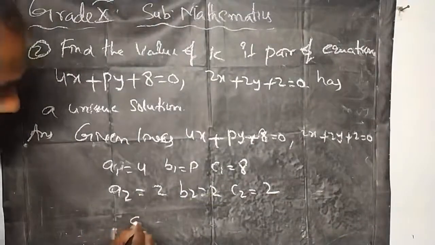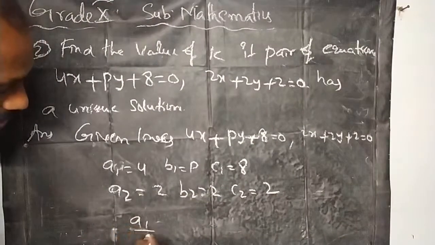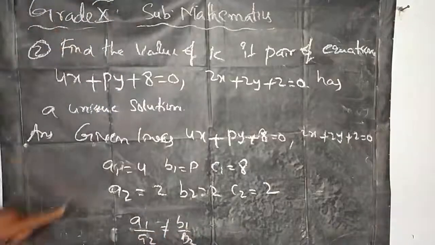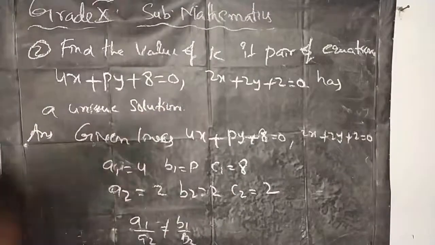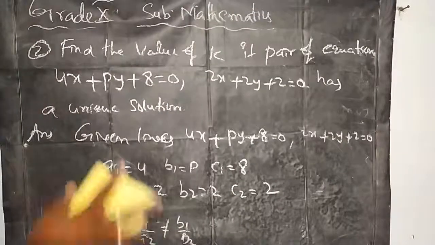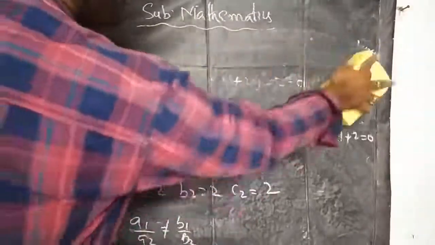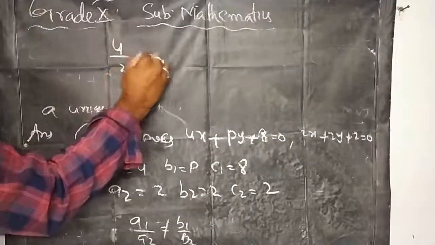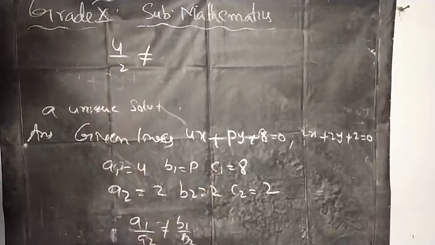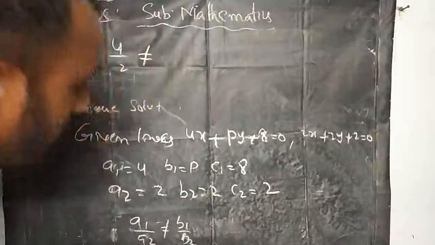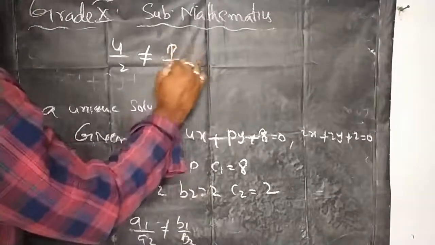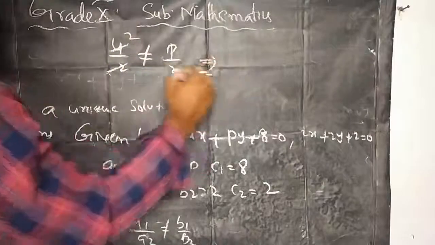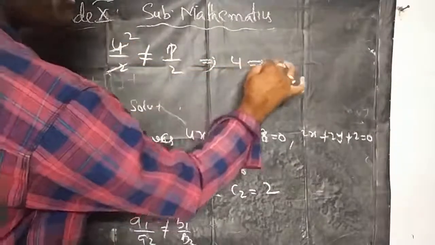So first, as the question mentions a unique solution, we use the condition that A1 by A2 is not equal to B1 by B2. Let me substitute the values. 4 by 2 is not equal to p by 2. So 2 1s are 2, 2 2s are 4, that implies 4 is not equal to p.